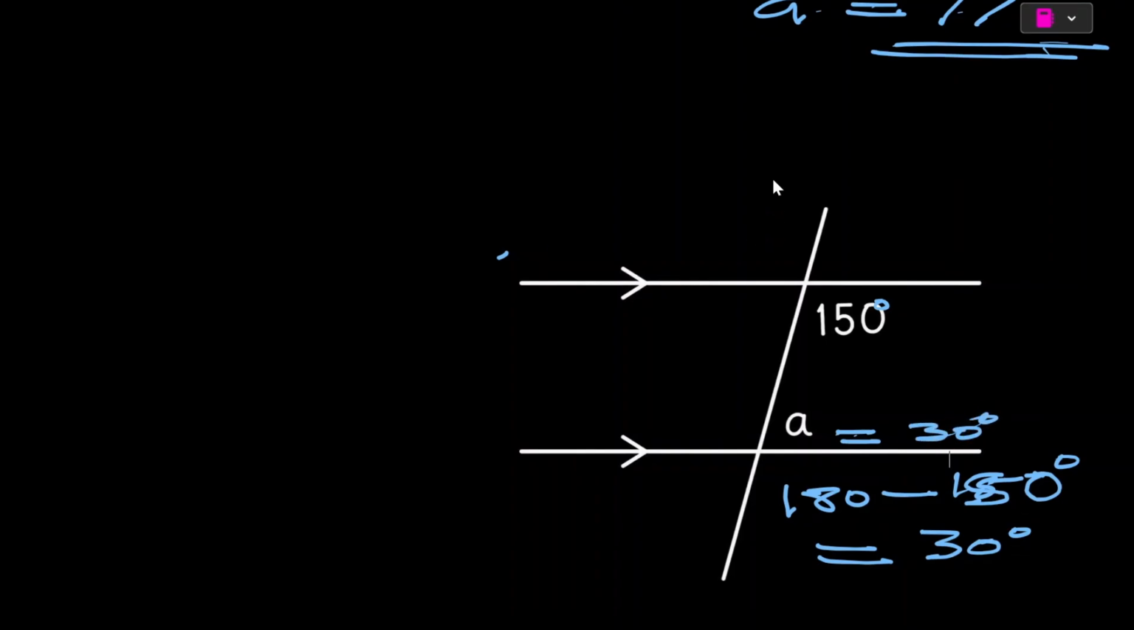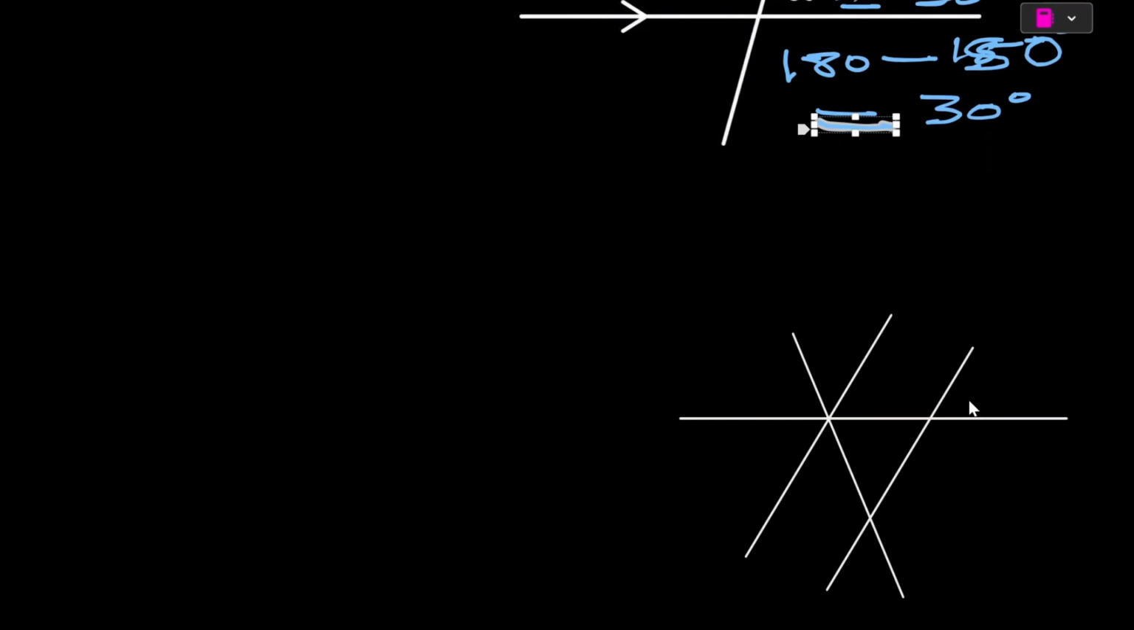So if you understood how we solved the above diagrams, I would like you to solve this one. Assuming here is angle B and here is 40 degrees. What is the value of B?